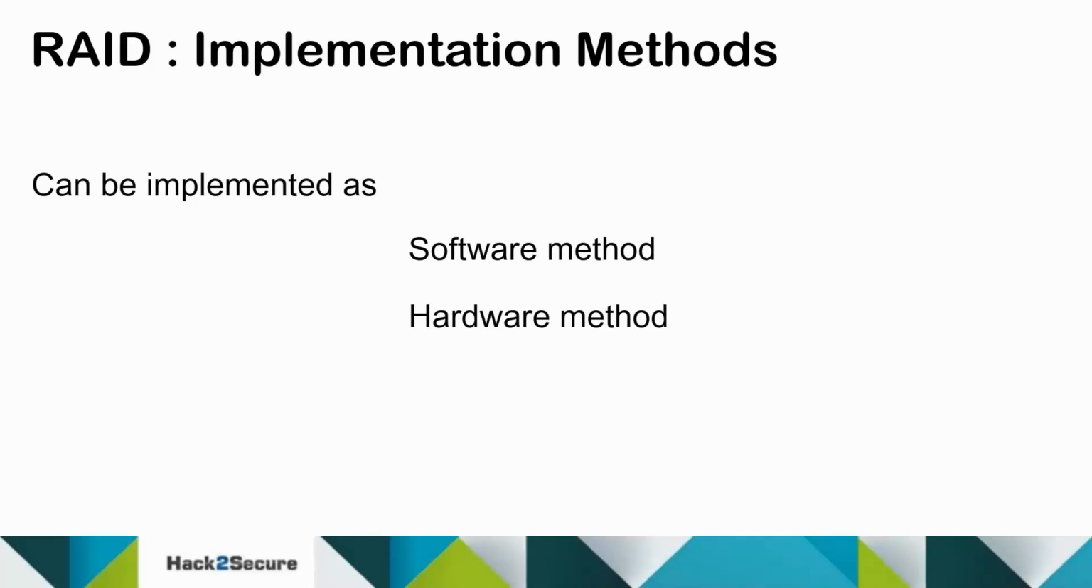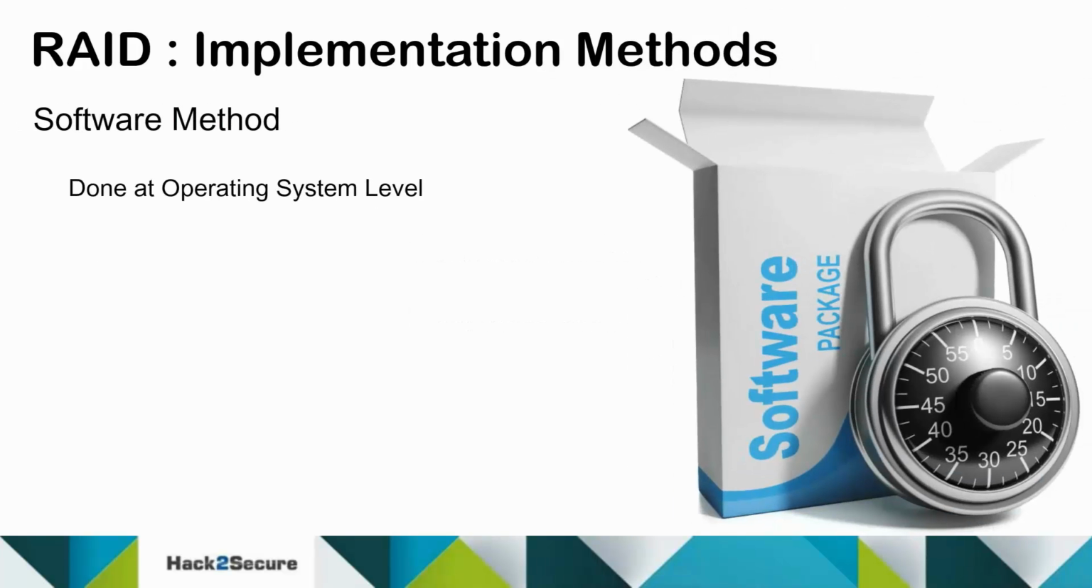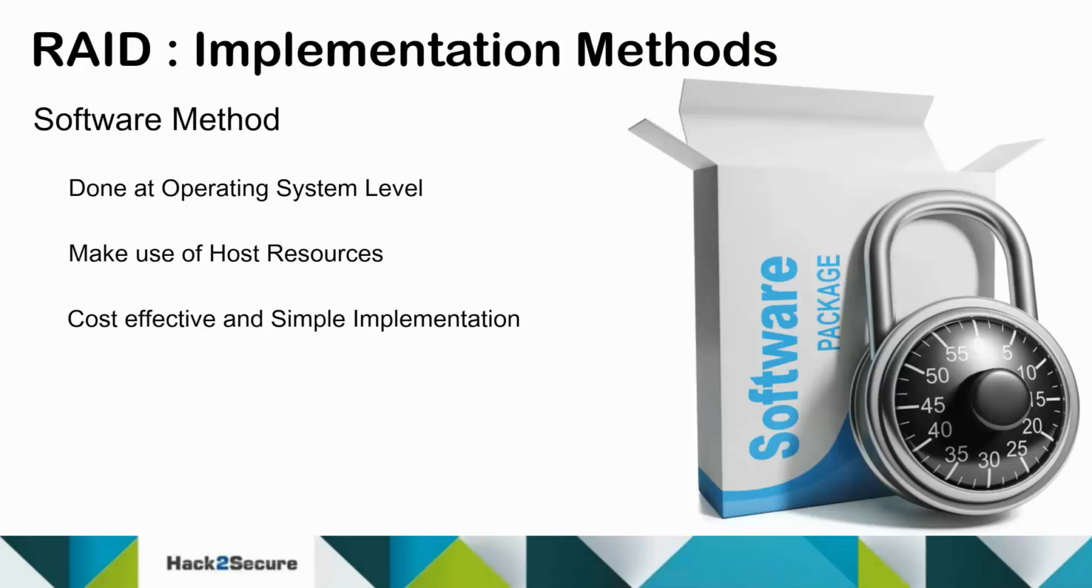Traditionally, we can implement RAID using both hardware and software methods. Let's analyze these methods one by one. Software implementation of RAID is done at the operating system level and makes use of host resources like CPU cycles, memory, etc. It doesn't require a dedicated hardware controller to manage the RAID array. Software RAID is also called the poor man's RAID solution due to its benefits in terms of cost and simple implementation. The administrator needs to play around with software settings to manage the RAID implementation without paying anything for dedicated hardware.